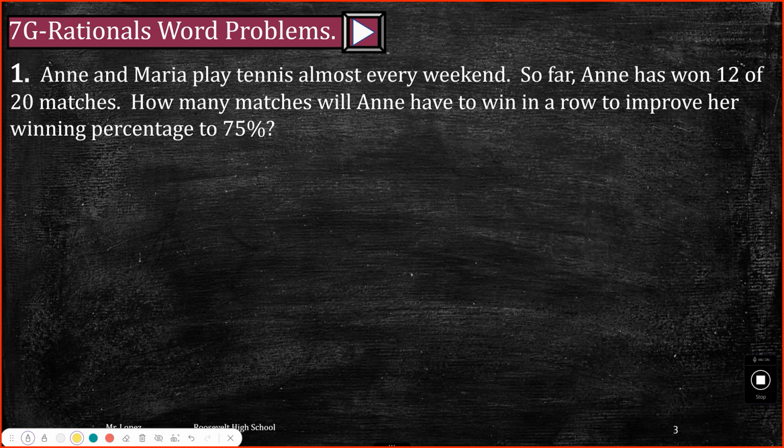So problem number 1. Anne and Maria play tennis almost every weekend. So far, Anne has won 12 out of the 20 matches they played. How many matches will Anne have to win in a row to improve her winning percentage to 75%?